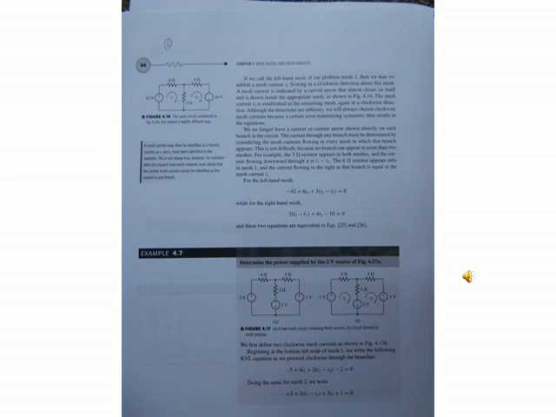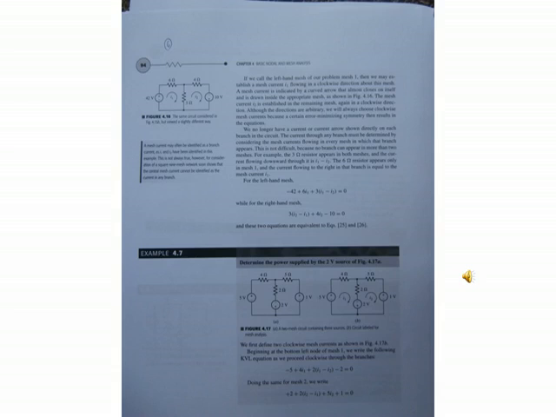The problem is: determine the power supplied by the 2 volt source of Figure 4.17A. In the figure you can see three sources, 5 volt, 2 volt, and 1 volt, and the resistors are 4 ohm, 5 ohm, and 2 ohm. We have to determine the power supplied by the 2 volt source. Firstly, we define the two mesh currents, so we write them down.